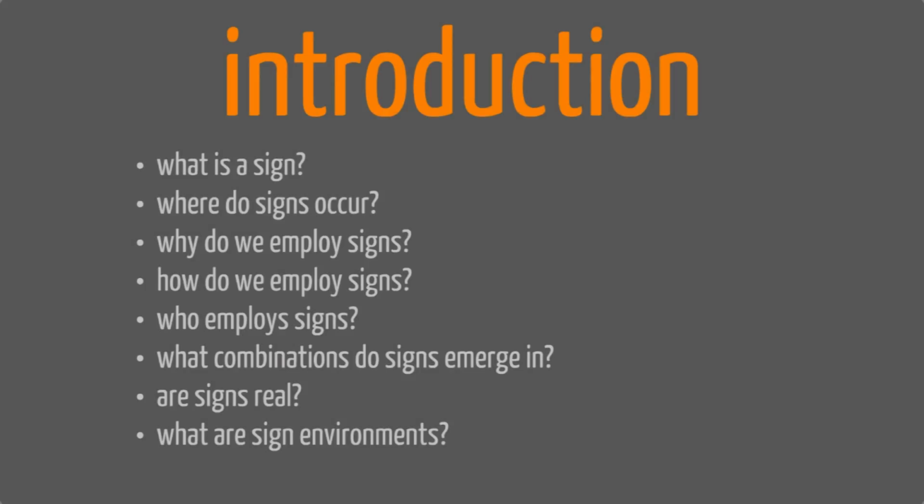Okay, so the last question. What are sign environments? What is a sign environment? It's really about two things. It's about the author, the party, the agent producing the sign, and the audience, the agent receiving and interpreting the sign. It's also about the histories of both, more so the histories of the audience, the interpreter, but it's about the agency and the environment of the author and the agency and environment of the audience.